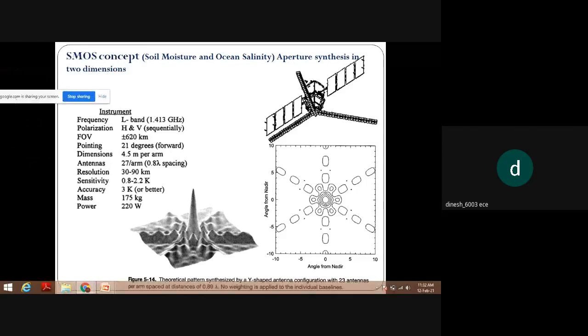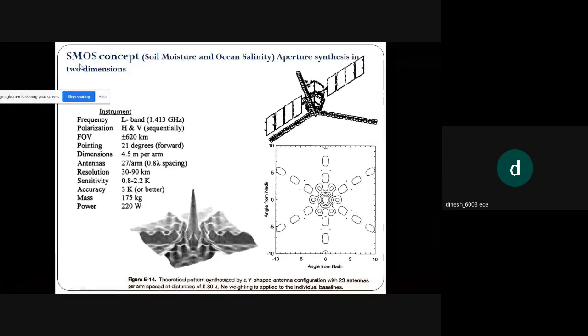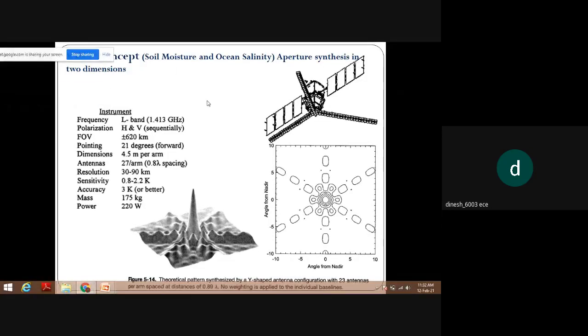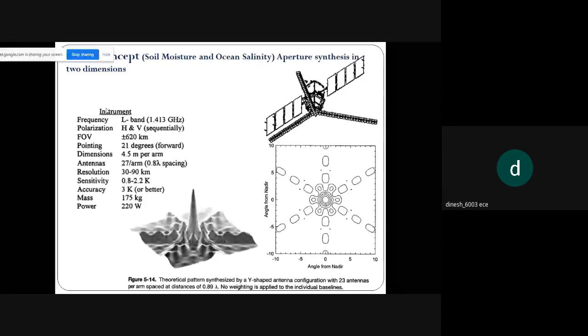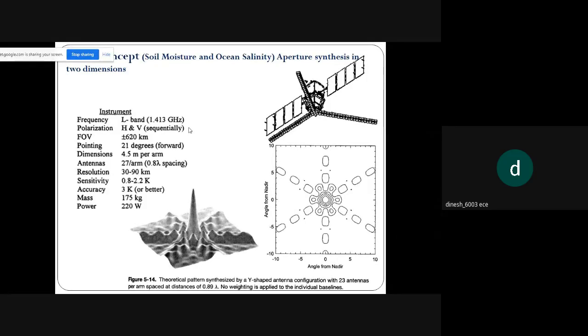Next radiometer is the SMOS concept, soil moisture and ocean salinity, aperture synthesis in two dimensions. So the frequency band used in this radiometer is L band 1.413 gigahertz with vertical and horizontal polarization sequentially, with a field of view of plus or minus 620 kilometers, pointing 21 degrees forward. Dimensions of 4.5 meter per arm. Antennas having 27 per arm with 0.8 wavelength spacing. Resolution of 30 to 90 kilometers, sensitivity of 0.8 to 2.2 Kelvin, accuracy of 3 Kelvin or better, mass of 175 kilograms and a power of 220 watts.